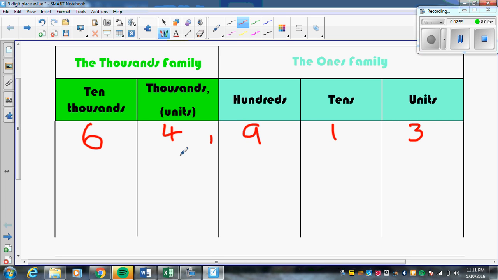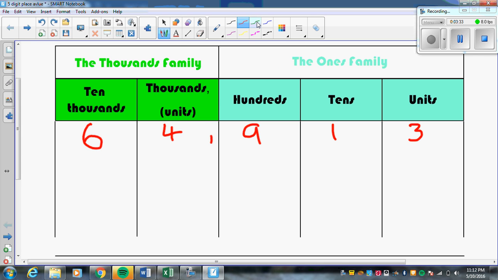Okay, let's write this in a different way. So we have the number 64,913. Notice we say our thousands differently to what we'd say in the ones family. When we're in the thousands family, we just read this as though it's a normal number, 64,000 and then 913, and you're all experienced with these numbers. We must have the comma in here, and that separates the thousands family and the ones family and makes it easier for us to read.